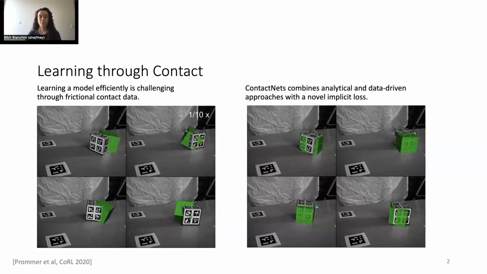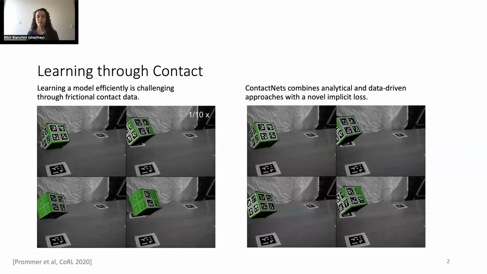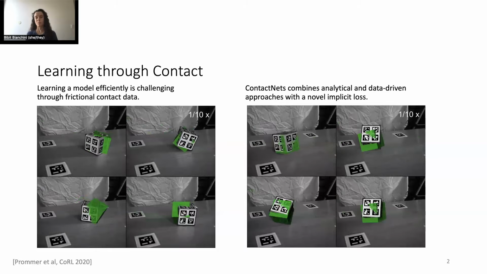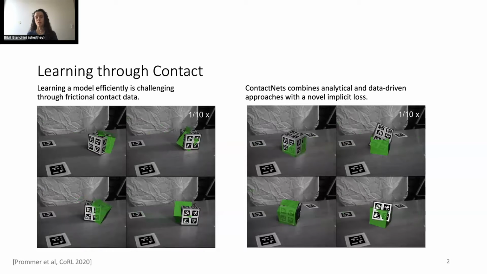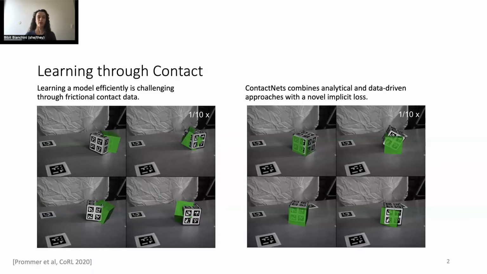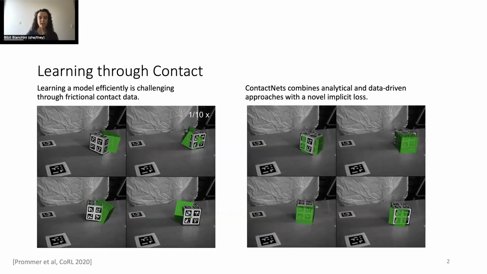In our lab, we showed through ContactNets that we can combine analytical and data-driven approaches with a novel implicit loss function that can perform much more realistic predictions, such as those depicted on the right. Particularly in low data regimes when compared to end-to-end or other approaches. To learn exactly what that is, let's start from scratch.